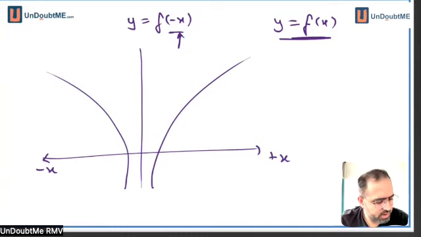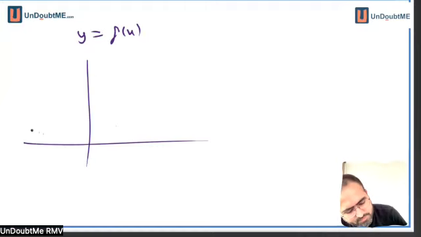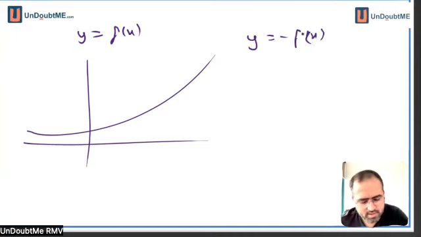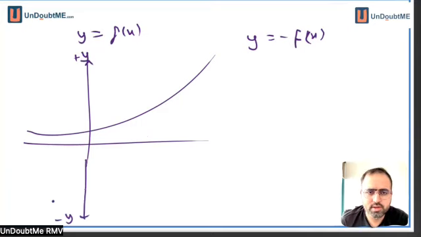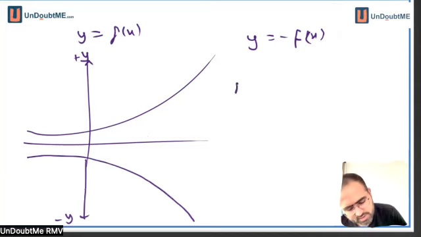Now, one more graph. If it is y is equal to f(x) like this, and I want to create minus f(x), what does minus f(x) mean? All your y values are becoming negative. So y is positive over here, and if you want to create negative y values, it should go down. It means the whole graph should reflect downwards. So it is reflection in the x-axis.